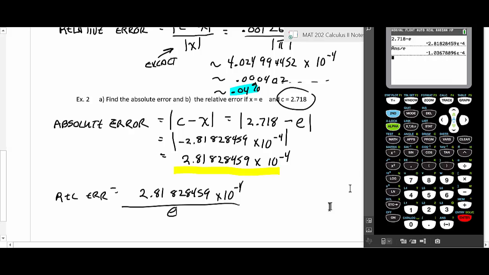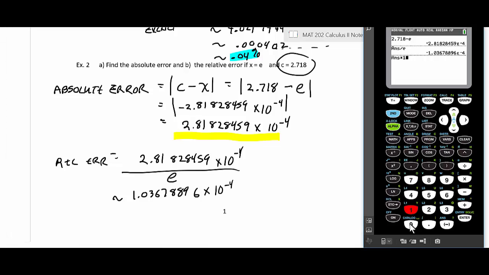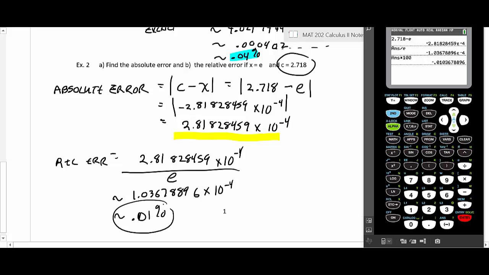And let's see, that's going to give approximately 1.03678896 times 10 to the negative 4. Then you can multiply that by 100 if you want to change that. Typically, we write that in percent form. So that would be about 0.01% error. Okay? So that's a pretty accurate approximation. You're accurate within 0.01%.